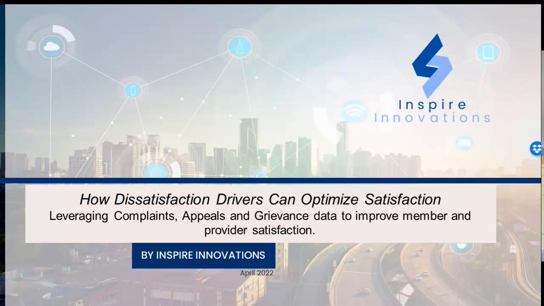Today we're going to talk a little bit about leveraging complaints, appeals, and grievance data to improve member and provider satisfaction.